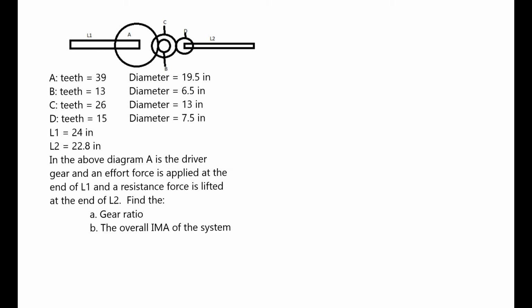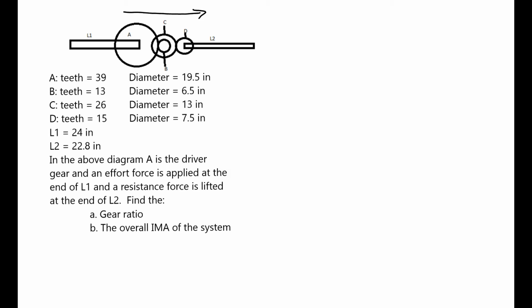So this is our first problem. We have this long gear train with two levers attached at the end. So we're looking for the gear ratio and the overall IMA of the system. So let's look at the gear ratio first. In the diagram above, A is the driver gear, so we're kind of going that way.